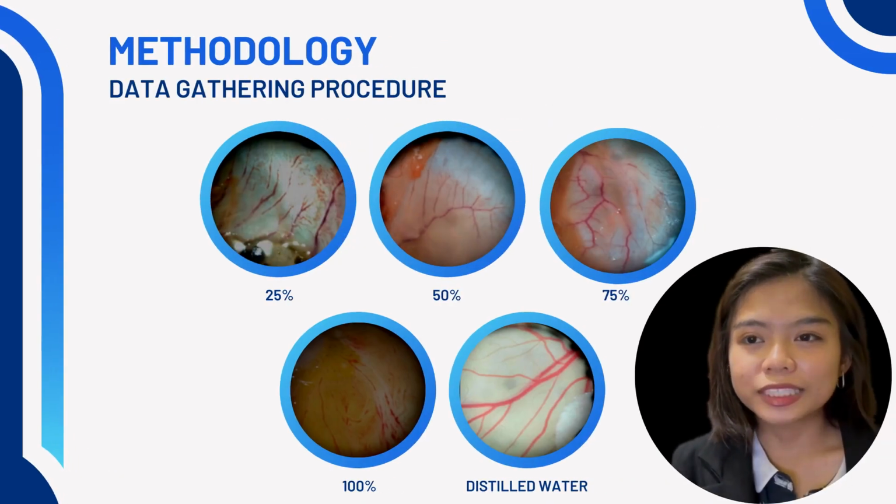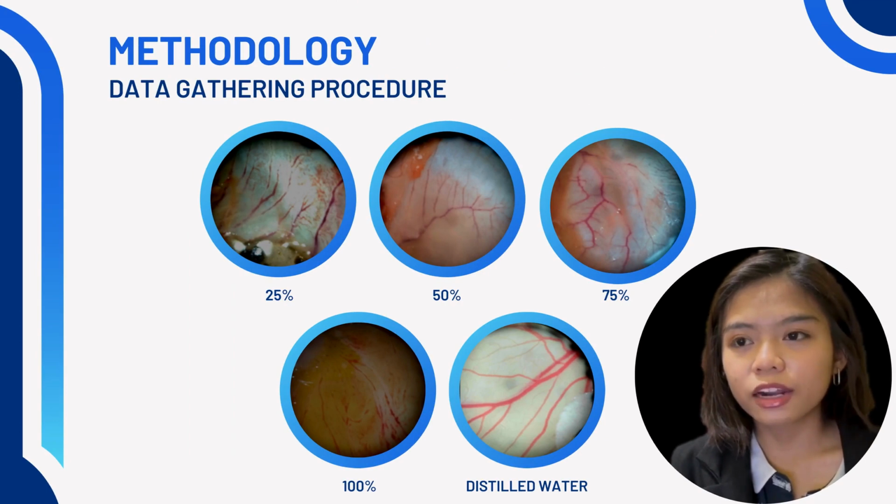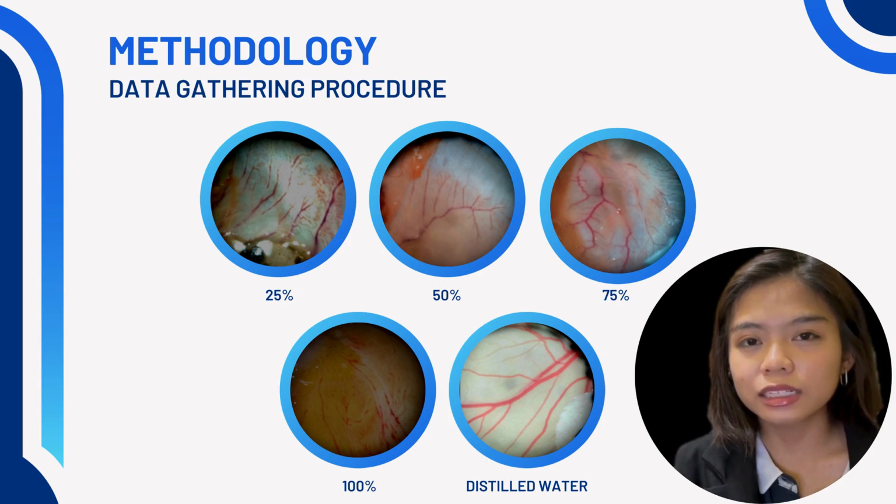For the data gathering procedure, through the use of a stereo microscope and camera, analysis and quantification of the blood vessels was performed, in which the imaging software enhanced the images to improve the visibility of the blood vessels by adjusting the saturation, brightness, and contrast.